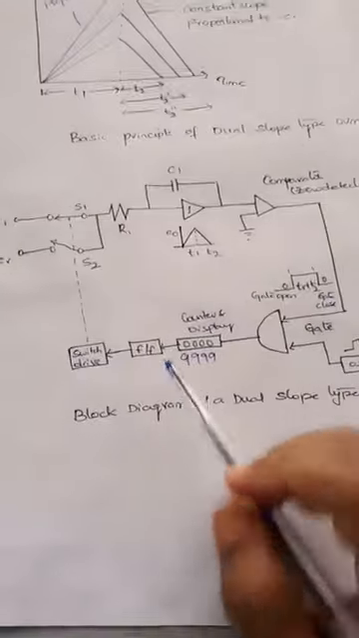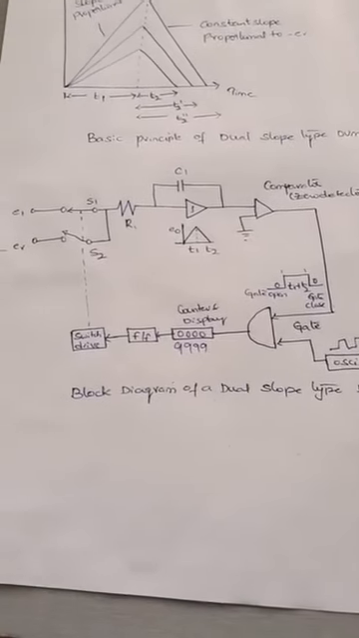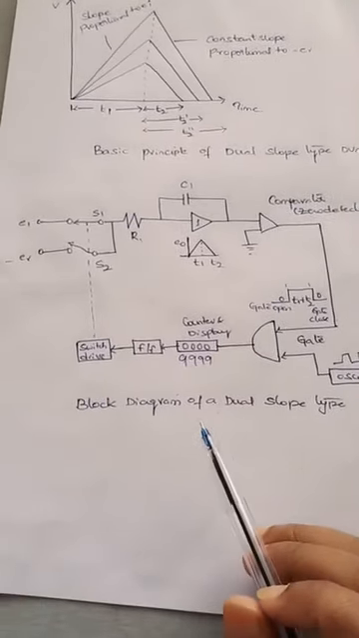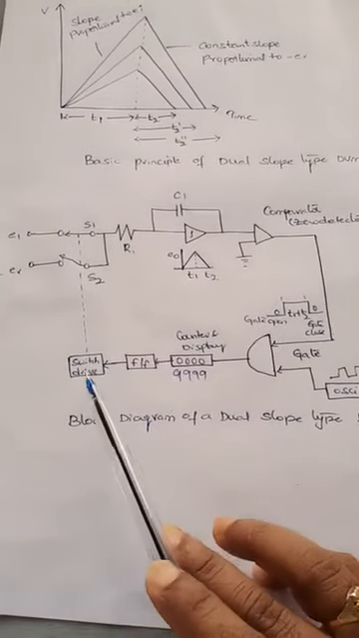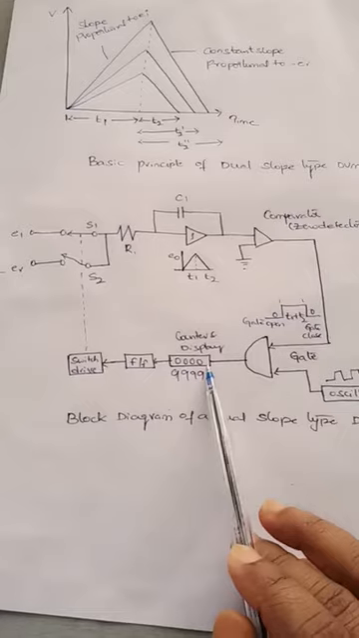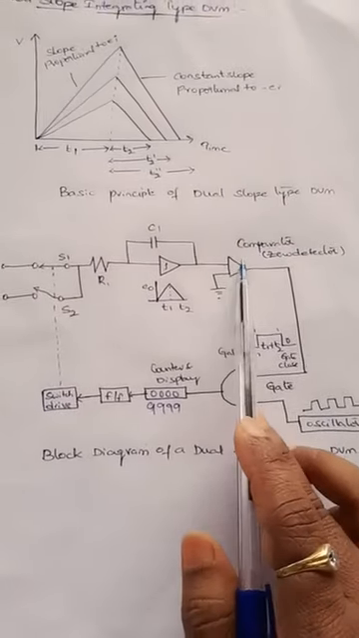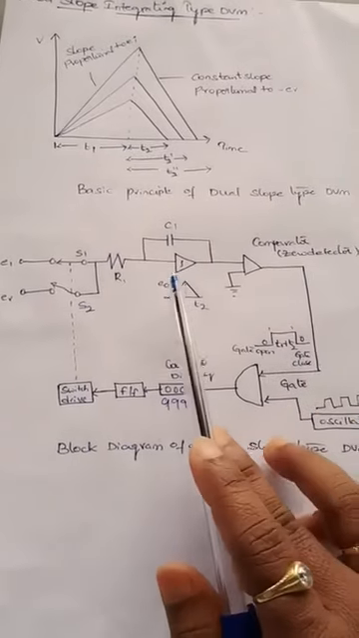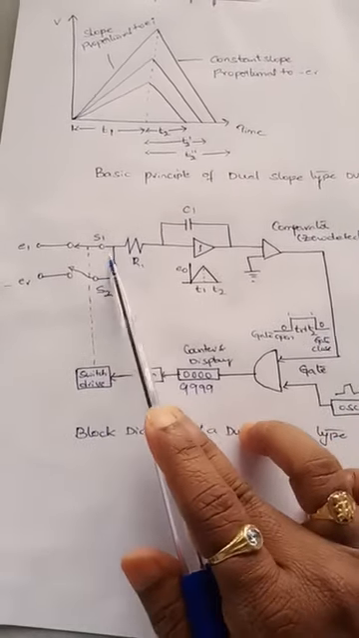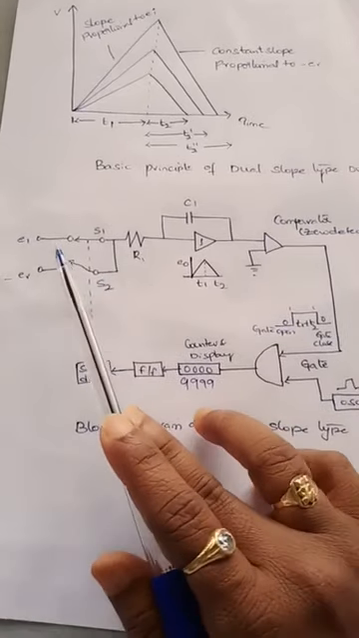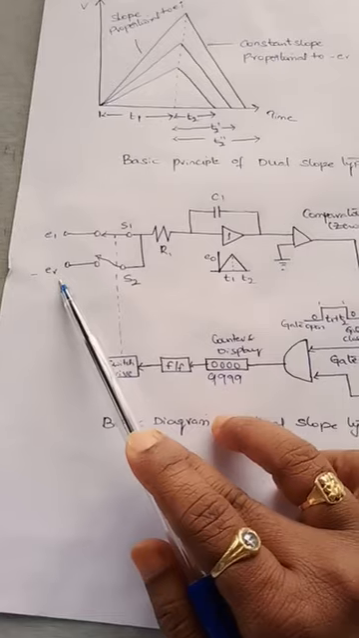Now we will come to the block diagram explanation of the dual slope integrating type DVM. Based upon the principle of the dual slope integrating type DVM, this is the block diagram. It consists of a switch drive, a flip-flop, a counter display, this AND gate, and this oscillator, and this one is the comparator, generally called the zero detector. This is the integrator with the capacitor, resistor R1, and switches S1 and S2. This is the input voltage EI and this is the negative voltage ER.